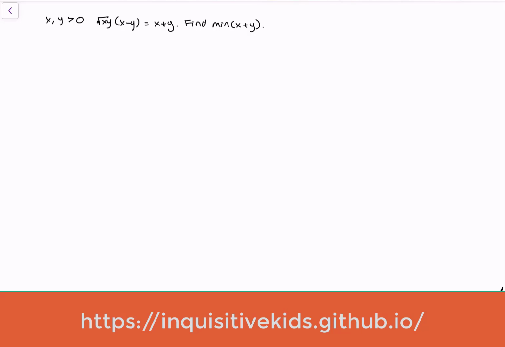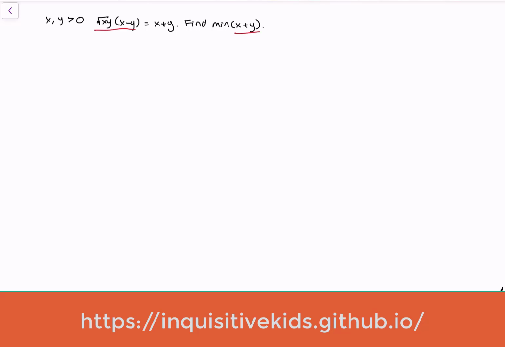We have x, y, which are both positive, and the square root of xy times x minus y, the geometric mean of x and y times their difference, is equal to their sum. Find the minimum value of the sum x plus y.